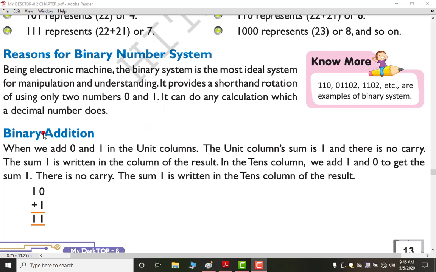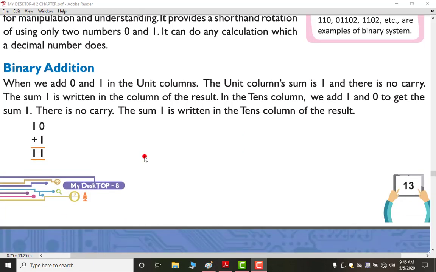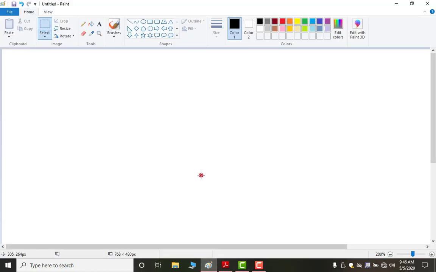Okay. Now, first we are starting with the topic binary addition. If you have to add two numbers in your computer, how does your computer do it? These are the things given here. Look, these are the two numbers 1, 0, 1. If you want to add them, there are some rules that you must keep in mind. So I am writing the rules here.